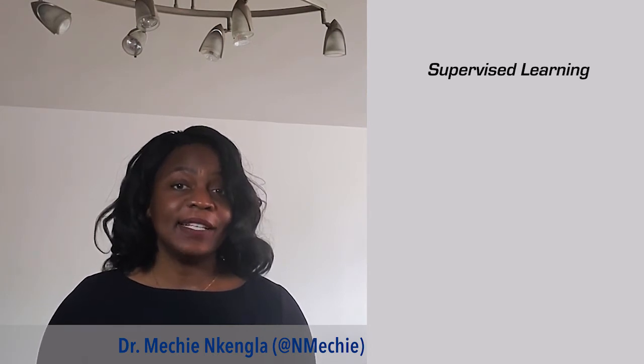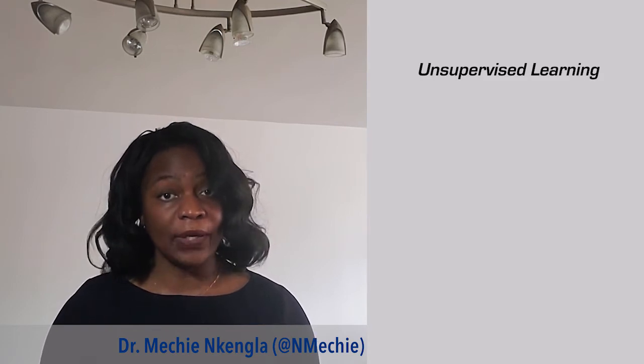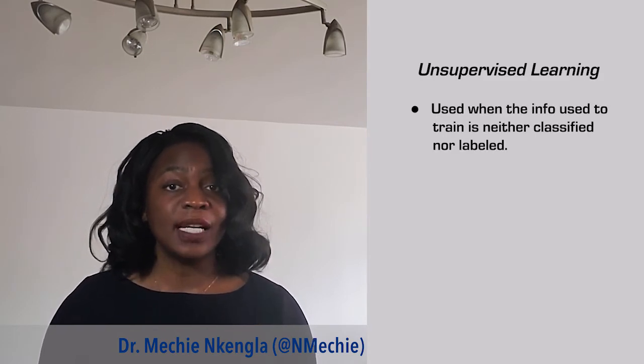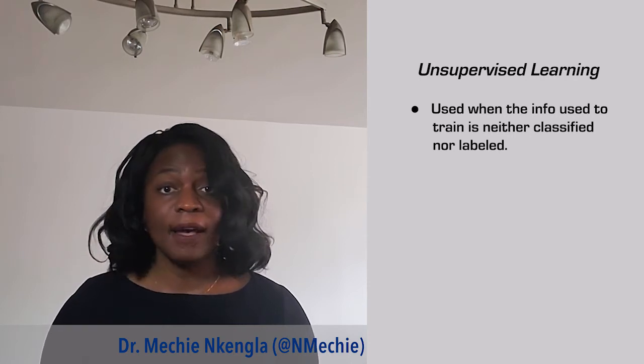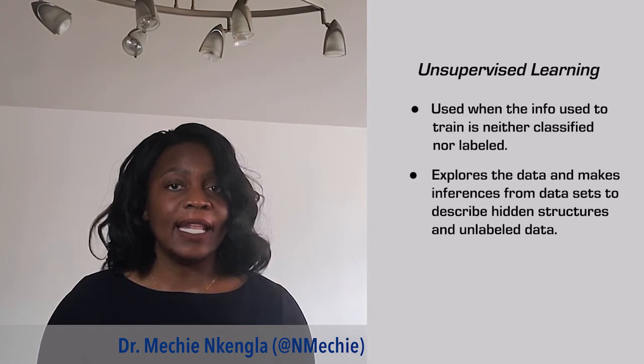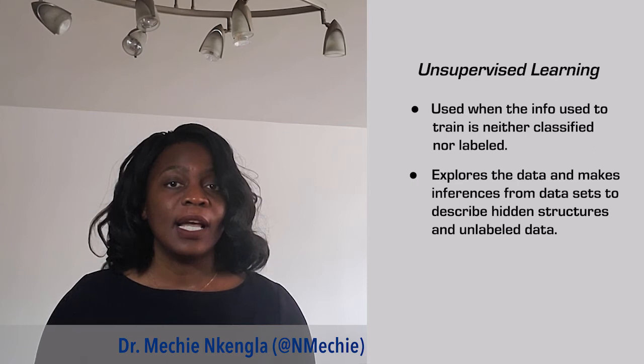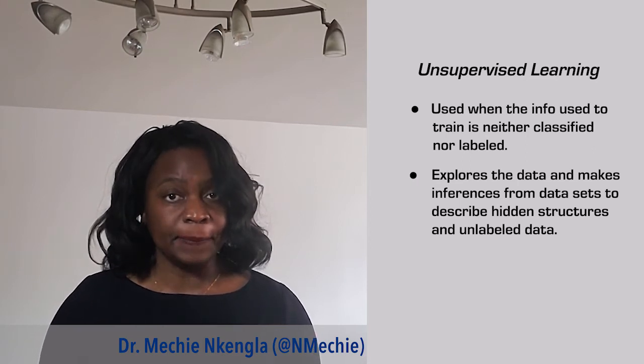Now, there are two types of machine learning algorithms, supervised and unsupervised. Supervised machine learning algorithms can apply what has already been learned to new data to predict future events. It begins with a known training data set, then produces inferred functions to make predictions. This is different from unsupervised machine learning algorithms, which are used when the information that is used to train is neither classified nor labeled. In that version, the system explores the data and can make inferences from the data set to describe hidden structures within the unlabeled data.